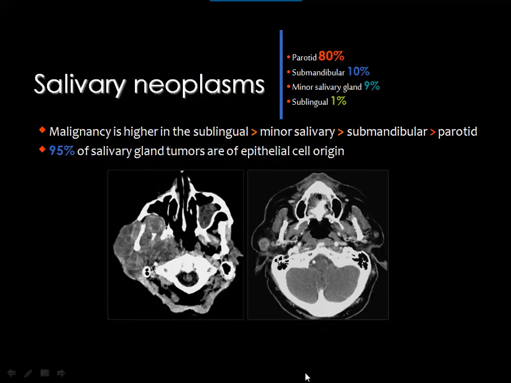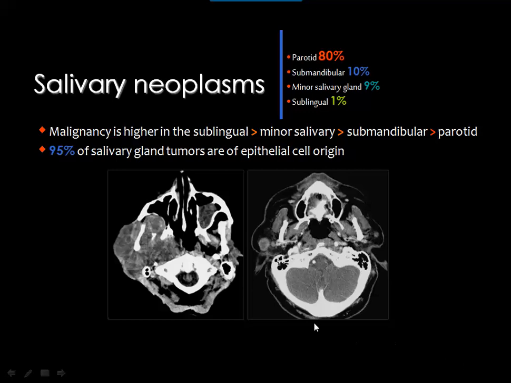Then salivary neoplasms. We have mentioned that we have epithelial and non-epithelial tumors. The epithelial tumors are the adenoma and the carcinoma, of course, and most of the lesions will occur in the parotid gland, less common in the submandibular and the minor salivary glands, and relatively rare in the sublingual region. The malignancy is on the opposite side. It is higher in incidence in the sublingual than the minor salivary, the submandibular and the parotid, meaning that the incidence of benign tumors in the parotid is more than the incidence of malignant lesions.